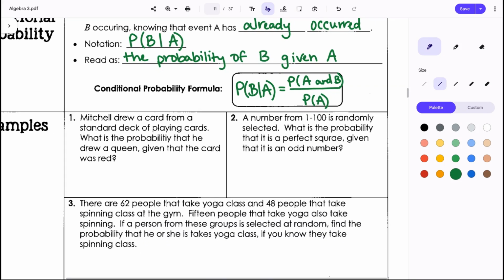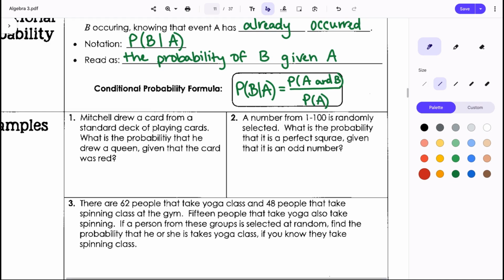Down here where it says examples, number 1 says Mitchell drew a card from a standard deck of playing cards. If you still have that cheat sheet from last week, you might want to have that out because we're still going to be talking about decks of cards and dice and months and all that stuff. If you don't know those things, you might still want to have this piece of paper out. This one's saying he draws a card from a standard deck. What is the probability that he drew a queen given that the card was red?